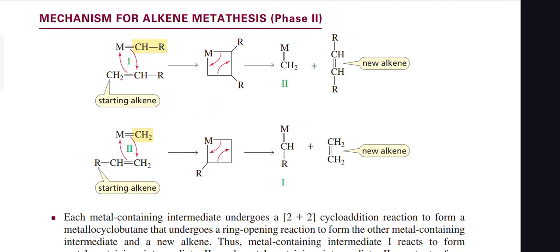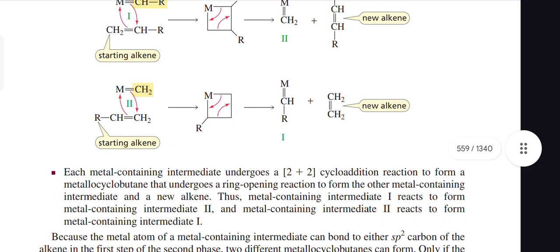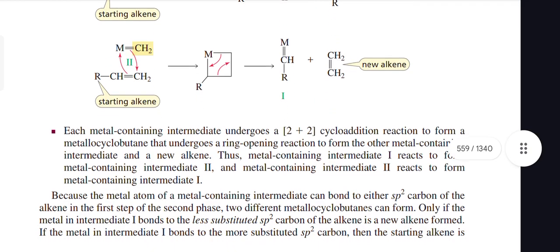Mechanism for alkene metathesis phase 2. Each metal-containing intermediate undergoes a 2+2 cycloaddition reaction to form a metallocyclobutane that undergoes a ring opening reaction to form the other metal-containing intermediate and a new alkene. Thus, metal-containing intermediate first reacts to form metal-containing intermediate second, and metal-containing intermediate second reacts to form metal-containing intermediate first.